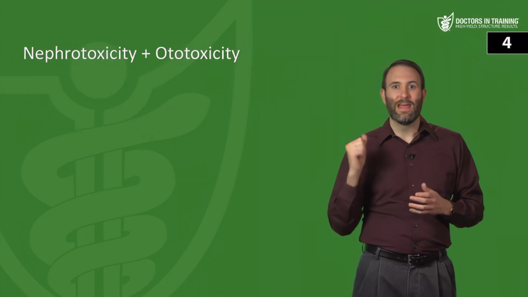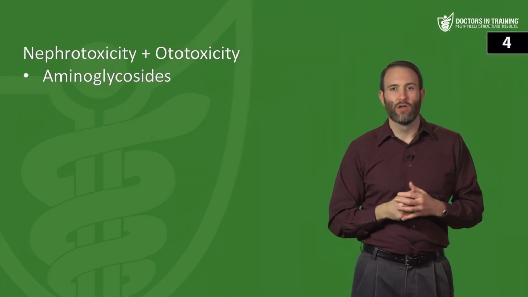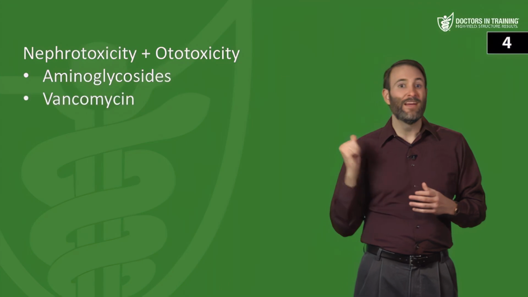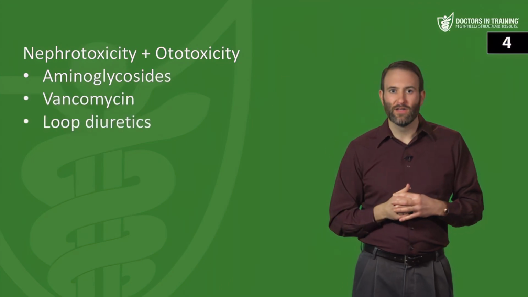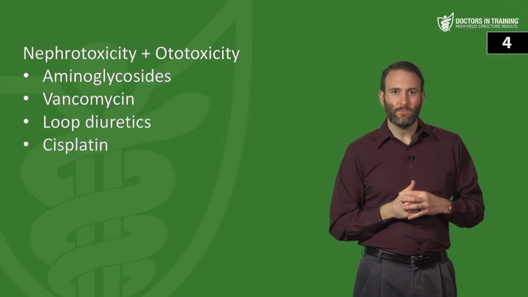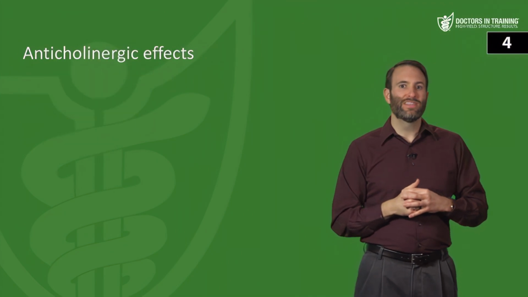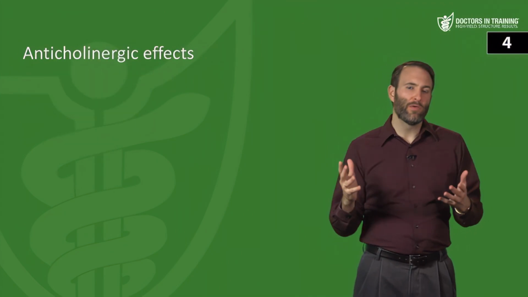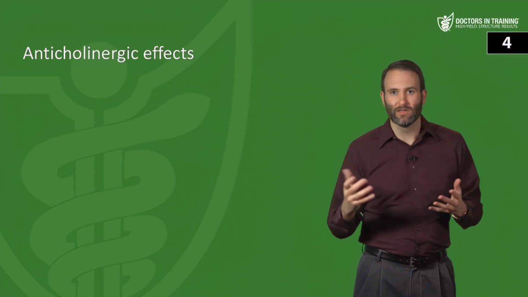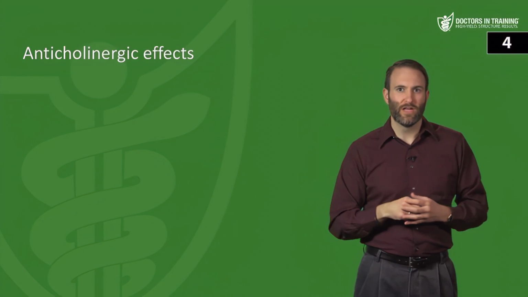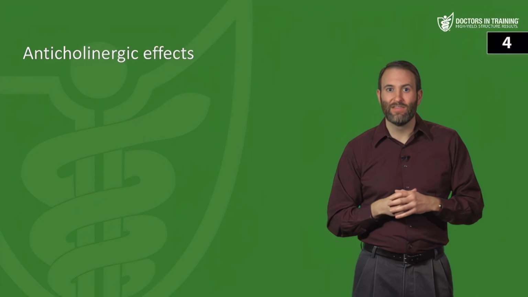And then drugs that are both nephrotoxic and ototoxic are going to include the aminoglycosides, vancomycin, loop diuretics, and then cisplatin. And then anticholinergic side effects. More specifically, you might want to refer to these as antimuscarinic side effects, but we call them anticholinergic all the time. There are lots of different drugs that can have these side effects.